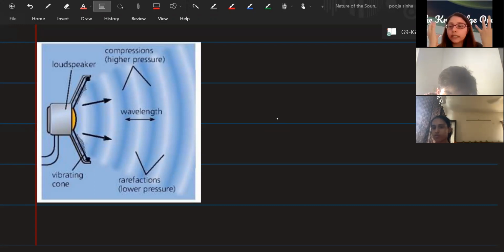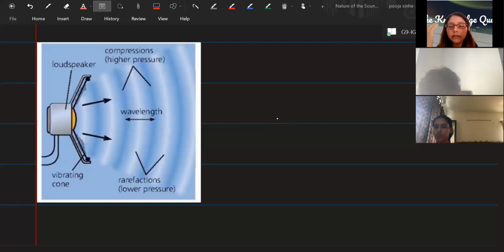What comes out of the loudspeaker? Sound comes out. We hear sound from the loudspeaker. So when sound is being created, there's something vibrating inside the loudspeaker. Because of the vibrations, what happens to the air around it? The air molecules start vibrating.